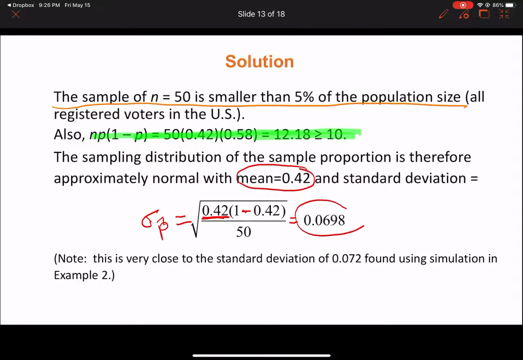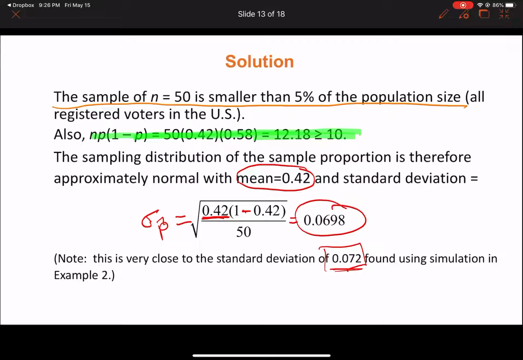So our standard deviation would be 0.0698. This is really close to the standard deviation that we found in our simulation in example 2. So that's really good that we got really close to that using our math.